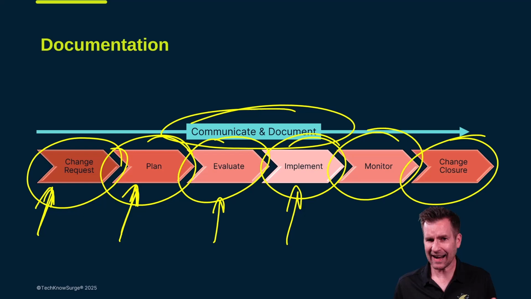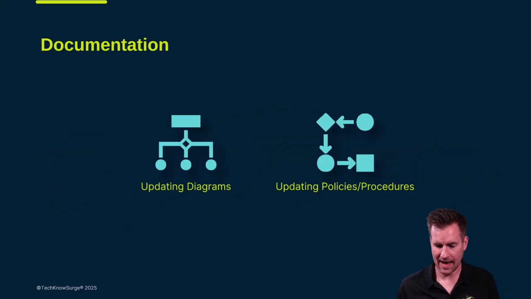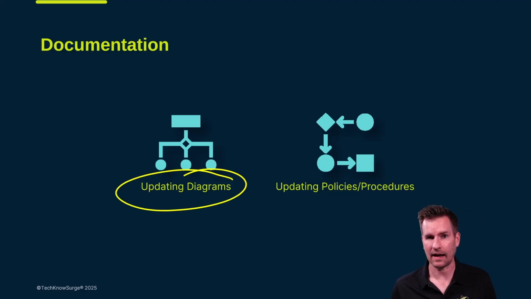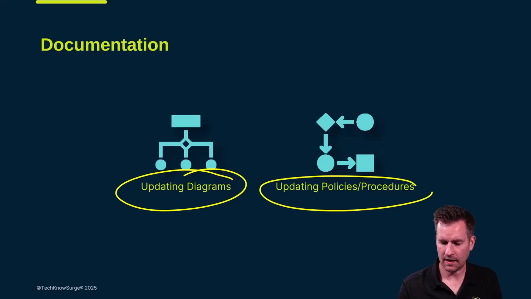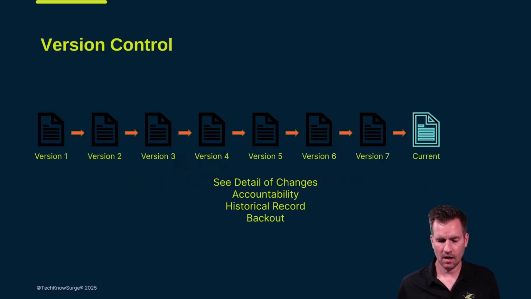So we just got to think through this process of all of this documentation and communication that happens along the way. Some of the documentation might be updating diagrams. I often find that diagrams go unupdated, and then we go and reference them later, and then that can be a problem. Or updating our policies and procedures. All right, and we've got version control.